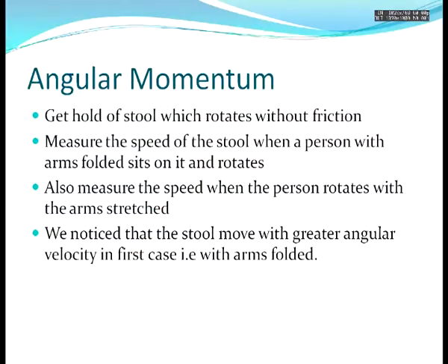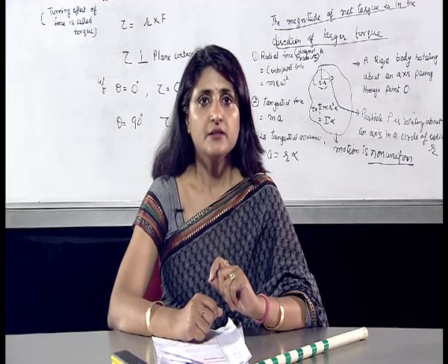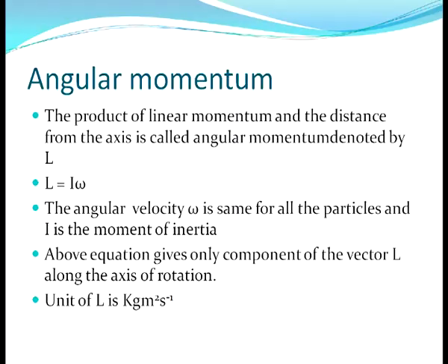Get hold of a stool which rotates without friction. Now measure the speed of the stool when a person with arms folded sits on it and rotates. Also measure the speed when the person rotates with the arms stretched. We notice that the stool moves with a greater angular velocity in the first case, in which the person sits with the arms folded. The product of the linear momentum and the distance from the axis is called angular momentum, denoted by L.